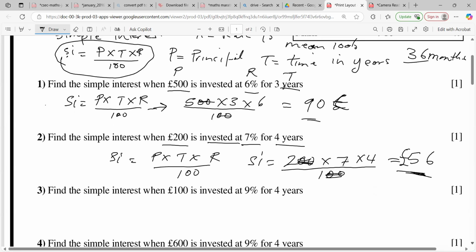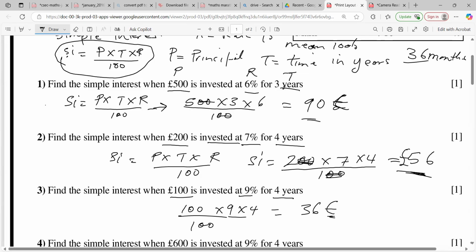All right. Number 3 says find the simple interest when $100 is invested at 9% for 4 years. Clearly, I can see the 100, so the answer is 9 times 4. Very good, guys. That's how you get 36. Good job.